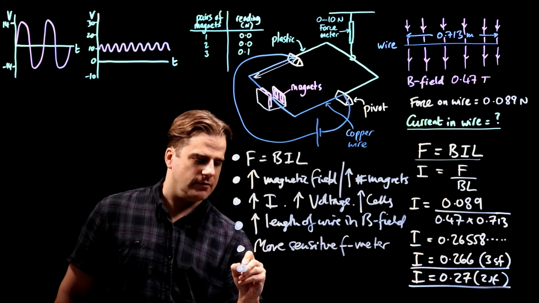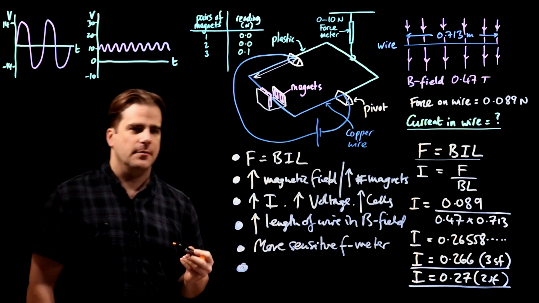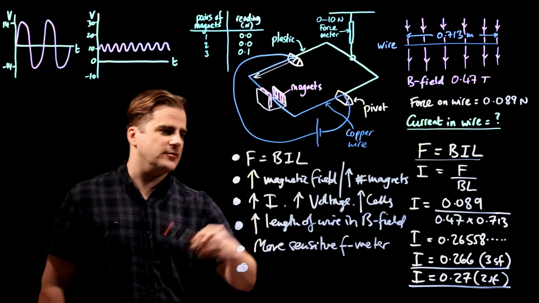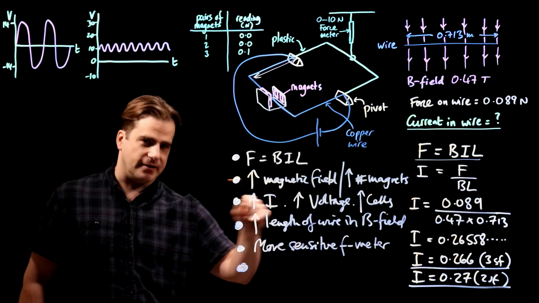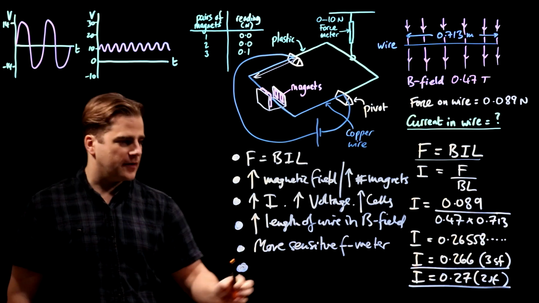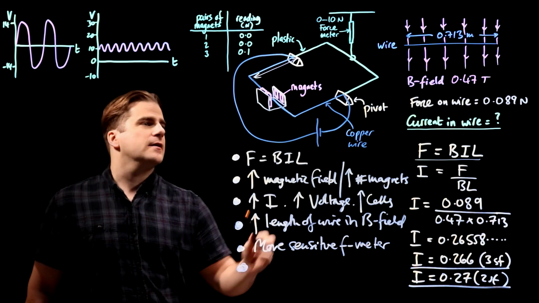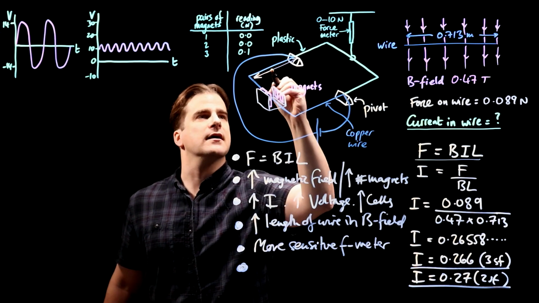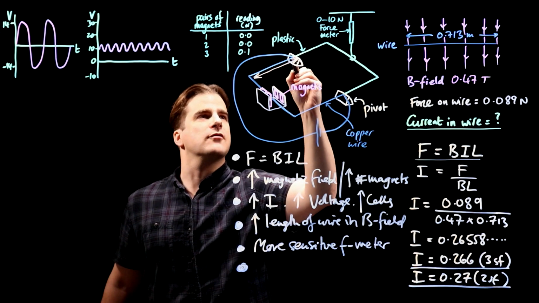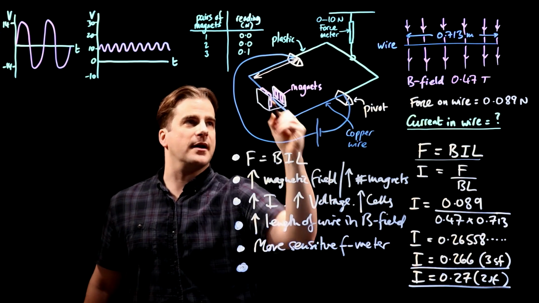And finally, you could also say, by the way, in the exam, don't write these dots. I'm just doing that to lay it out. But you should write nice sentences and paragraphs. Okay. Finally, we want to increase this length here from the pivot to the wire in the magnetic field.